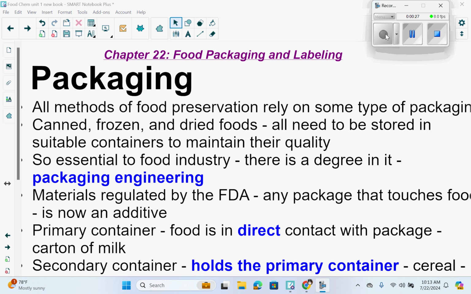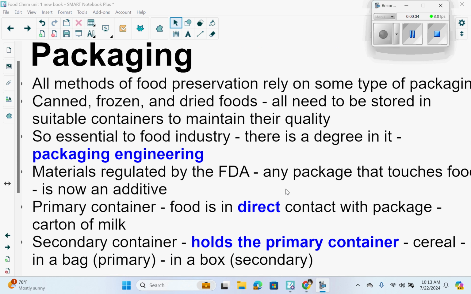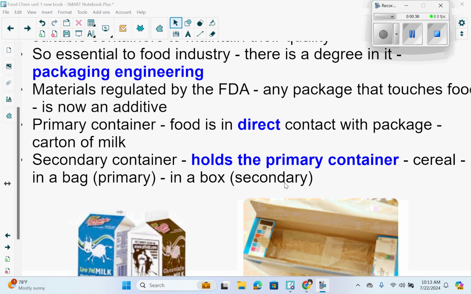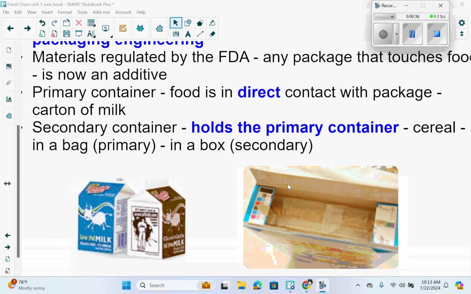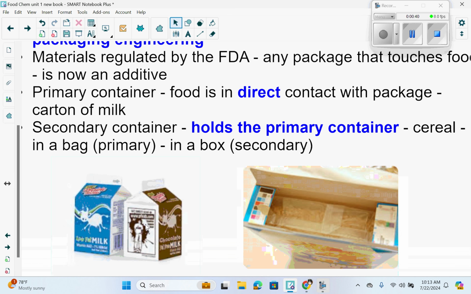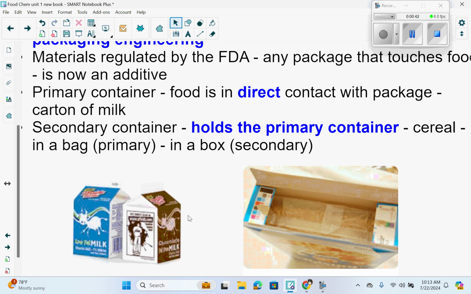Packaging materials are regulated by the FDA. Any package that touches food is now an additive. You have two types of containers. You have your primary container where food is in direct contact with the package, like the carton of milk. The milk touches the carton. Then you have your secondary container that holds the primary container.